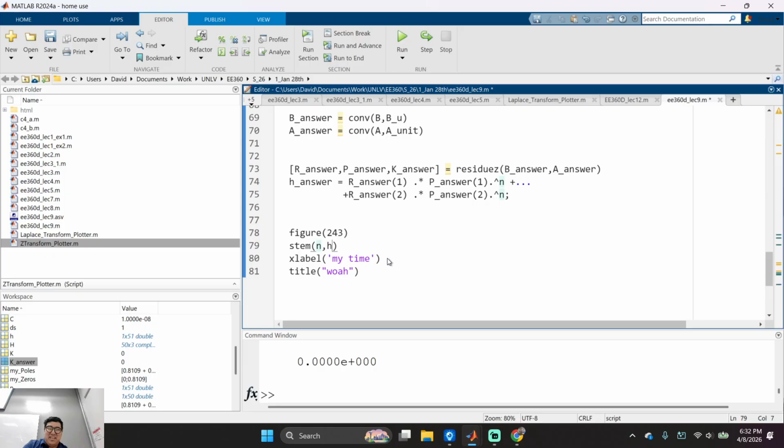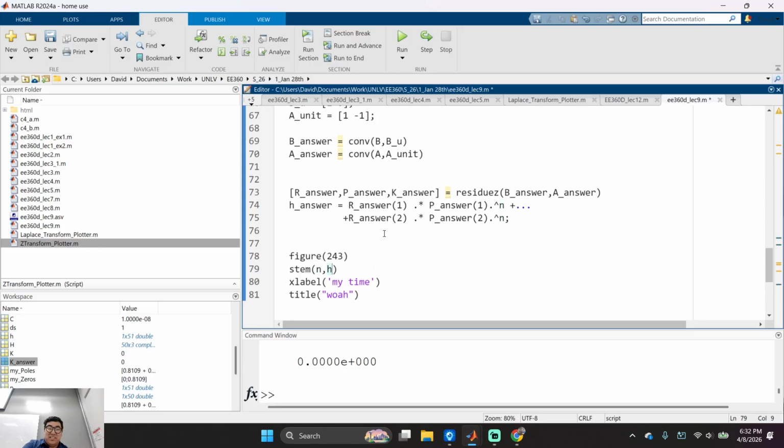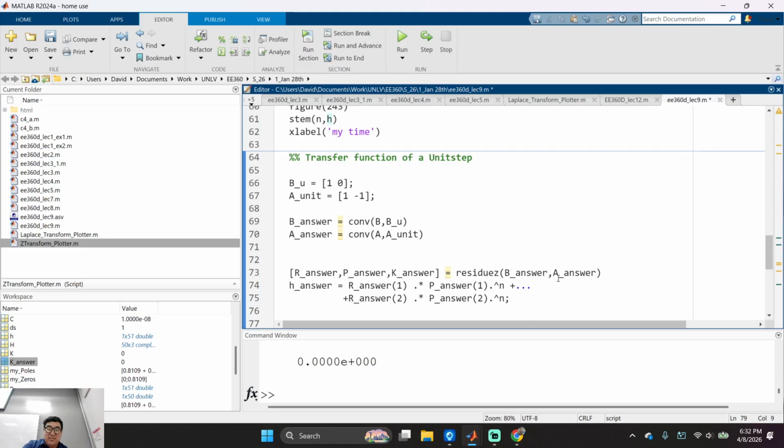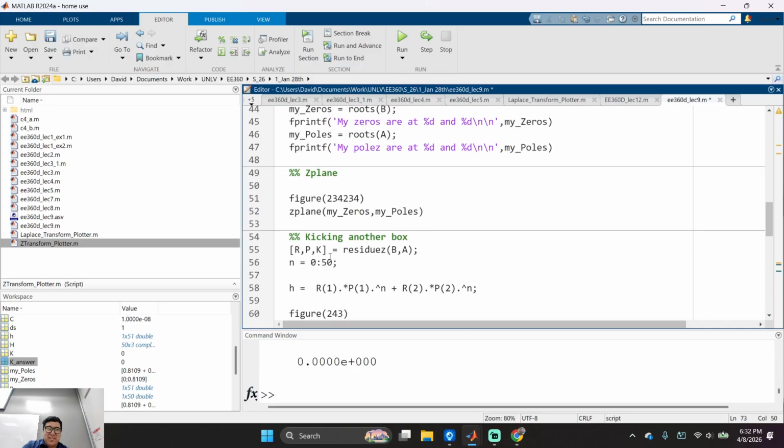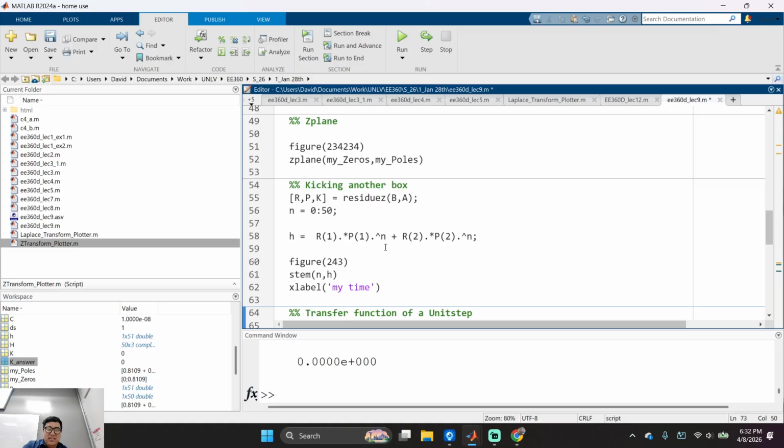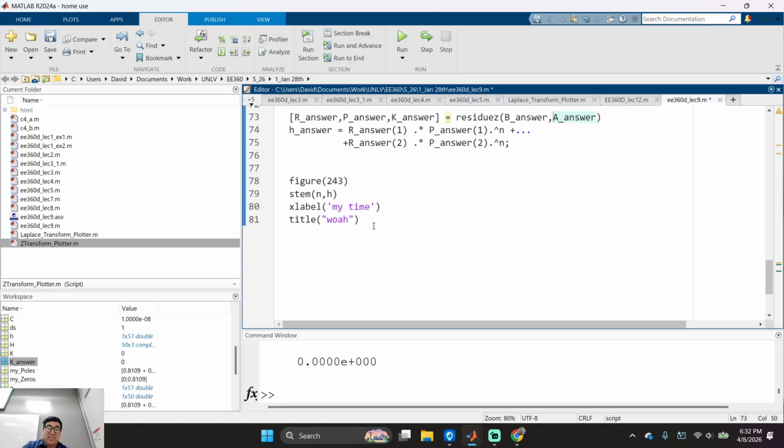N, and wait a second. Did I use the residue function? B answer. Wait, did I? Where did I use N? N from 0 to 50. Oh, okay. Sorry, I'm blanking out, everybody. H answer.